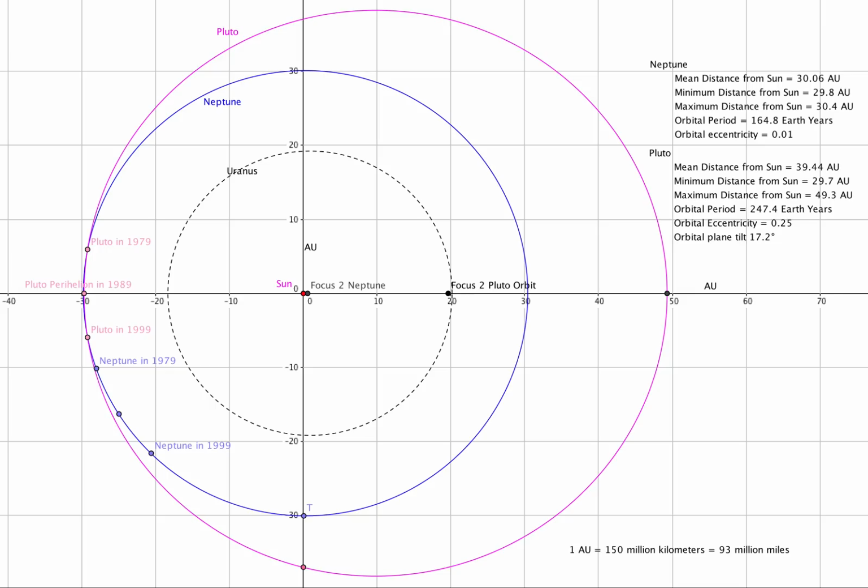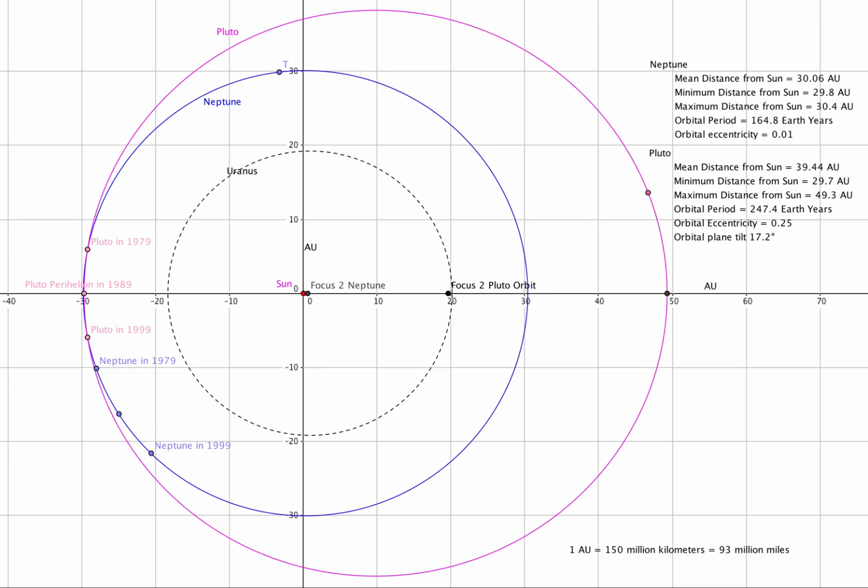Go, 1, 2, 3, go. All right, here's a Neptune dot. There you go. Now Neptune is outside Pluto's orbit. That's one for Neptune. And that's one for Pluto. There you go. Two for Neptune. And now you see they're getting closer here. And there you go, two for Pluto and three for Neptune.